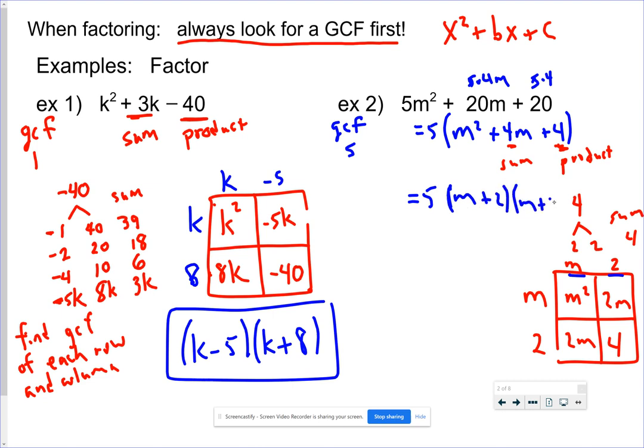But I want to remind you that when we multiply something by itself, that's the same as doing m plus 2 squared. So another way of writing my answer would be 5 times m plus 2 squared. Kind of like that one, but you could leave it this way as well.